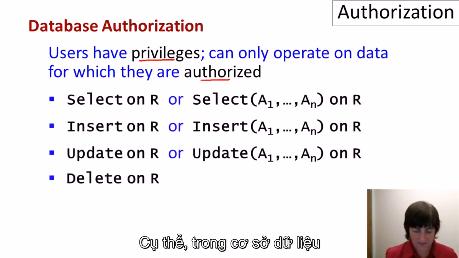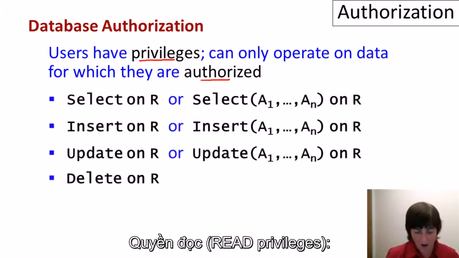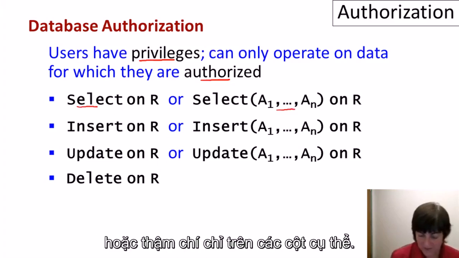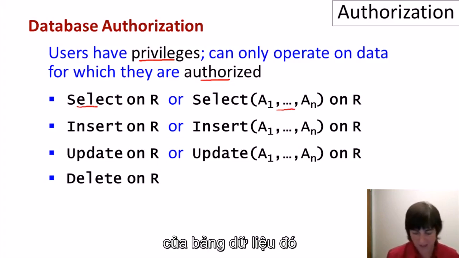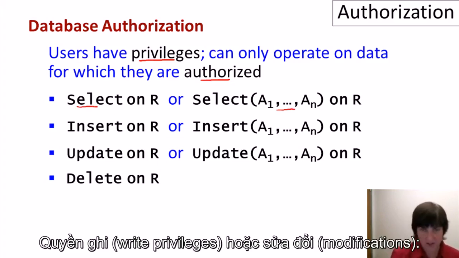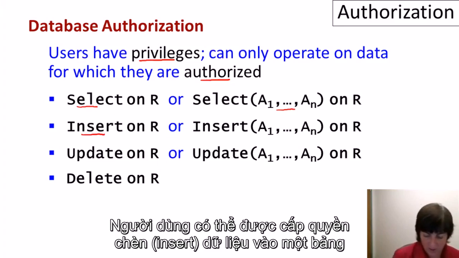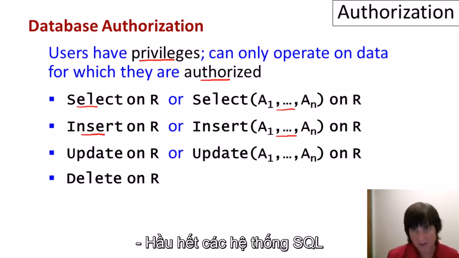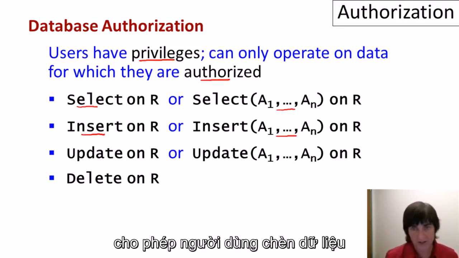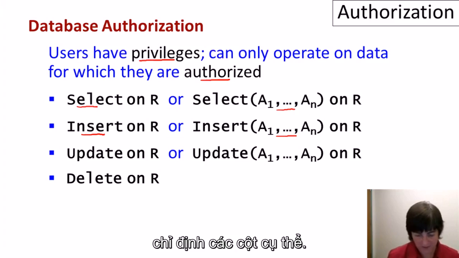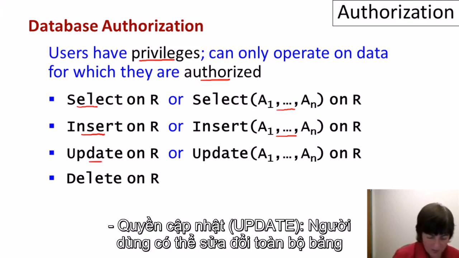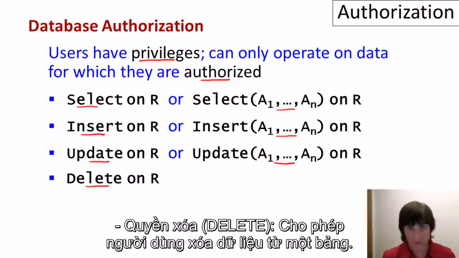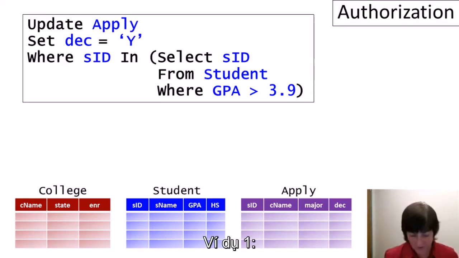Specifically, for databases, the privileges that are possible are on a particular relation to select the data from that relation, or maybe select just specific attributes, so that's read privileges. As far as write privileges or modifications, we can set up the privilege to insert on a relation, or even insert specific attributes only of a relation. Most SQL implementations do allow you to insert data with only specific attributes specified. We can have privileges to update a relation or update specific attributes, and finally the privilege to delete from a relation. So let's go straight to some examples.